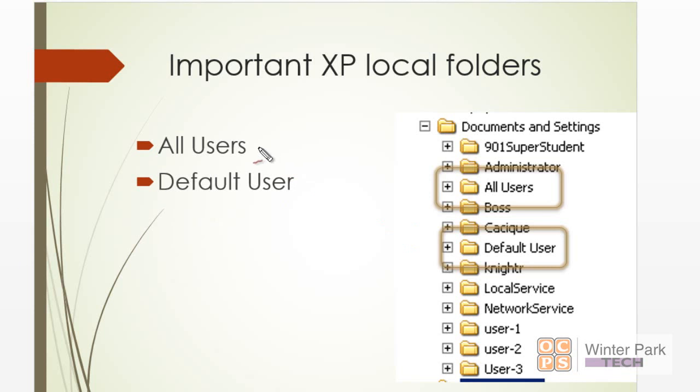In XP, the public doesn't exist. They now use what's called the all users. Now in XP, this particular folder contained all the shortcuts and all the application-specific information, unlike Vista and Windows 7 and Windows 8, where we separated them into two separate folders. In XP, it's all found here. Everything is found in one location.